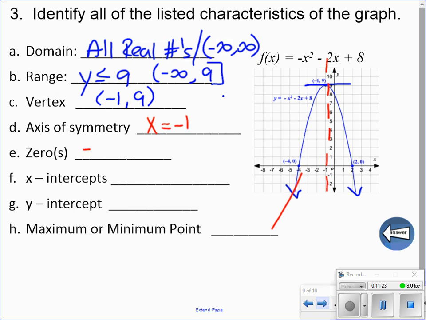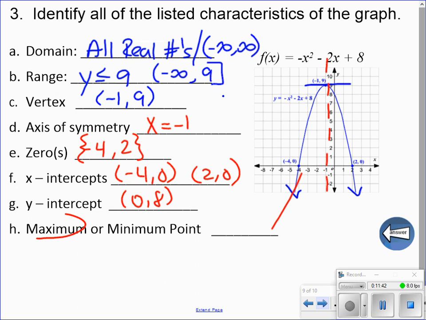We have 2 zeros here. Our 2 zeros are negative 4 and 2. Our x-intercepts are negative 4, 0, and 2, 0. So same as our zeros, but now we're writing them as points. Our y-intercept is at 0, 8. This crosses the y-axis. We have a maximum point this time, and that maximum point is the same as the vertex, which is at negative 1, 9.